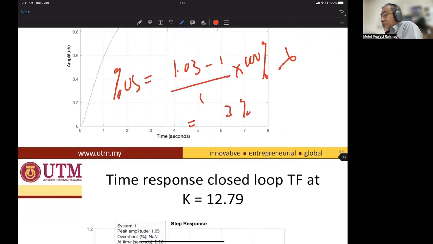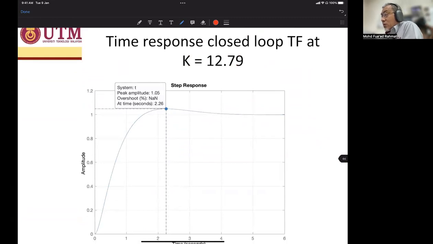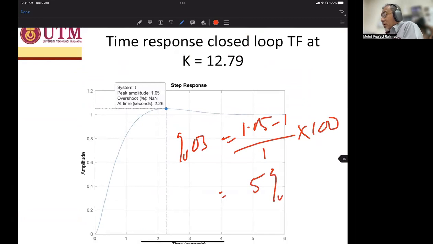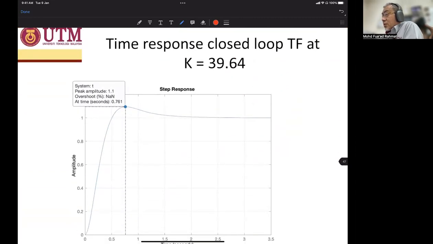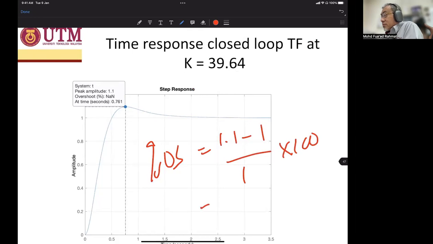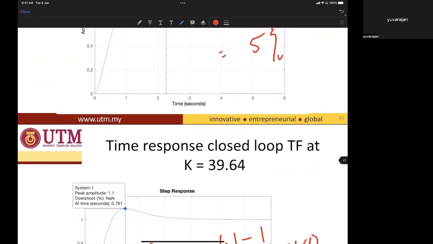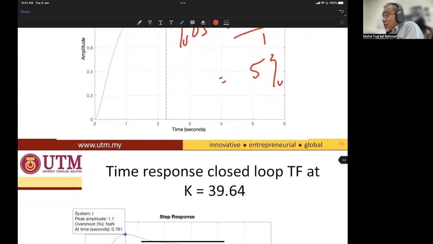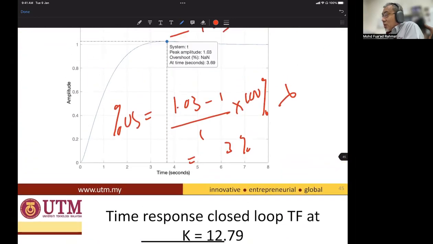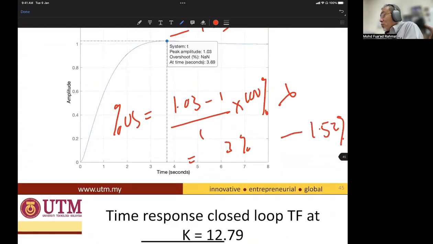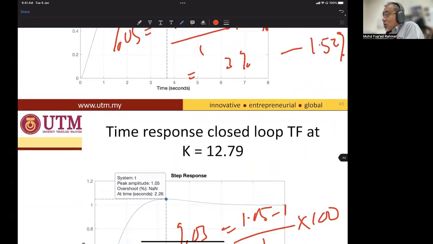% , correct? And this one is 1.05 minus 1, divided by 1, multiplied by 100, which is 5%. Then this one, the overshoot is 1.1 minus 1, divided by 1, multiplied by 100. So it will be 10%. Okay. So 5%, 3%, 5%. So we choose the lowest one, 3%, which is near to 1.52%, because our target is overshoot 1.52%.